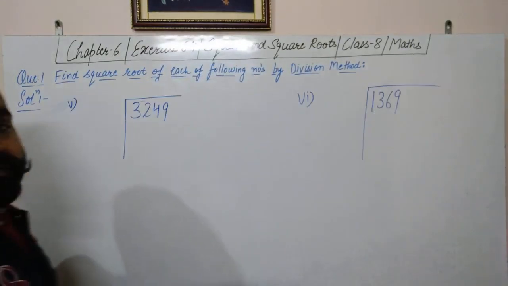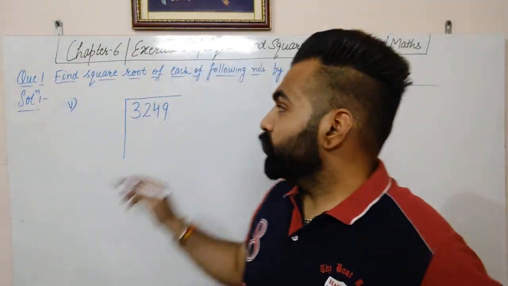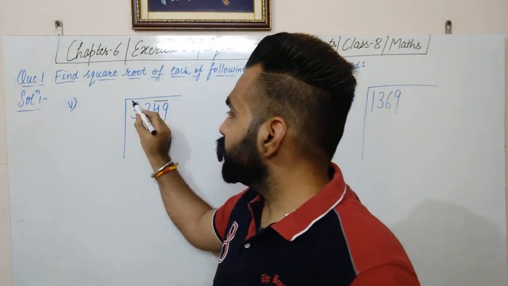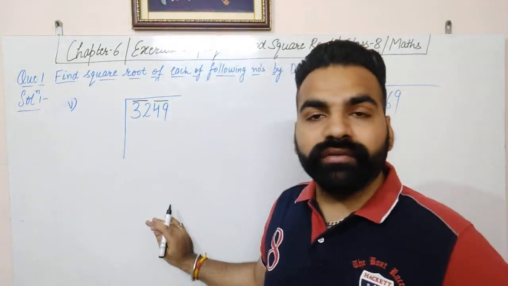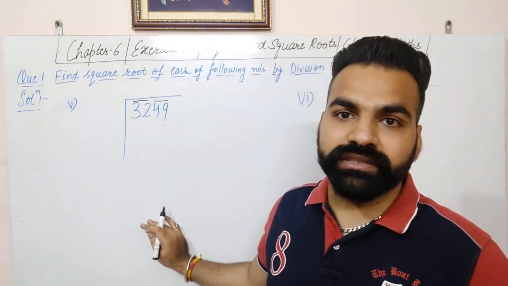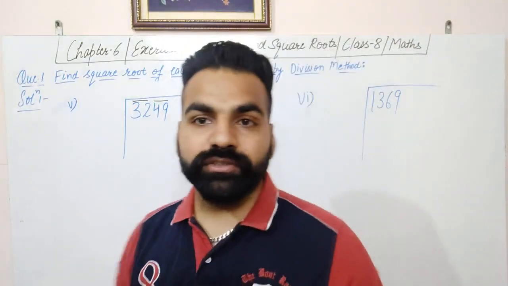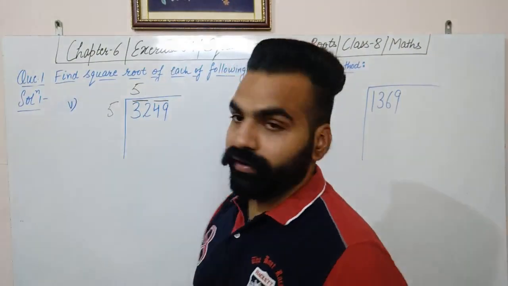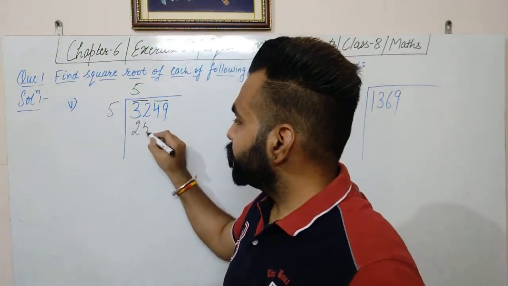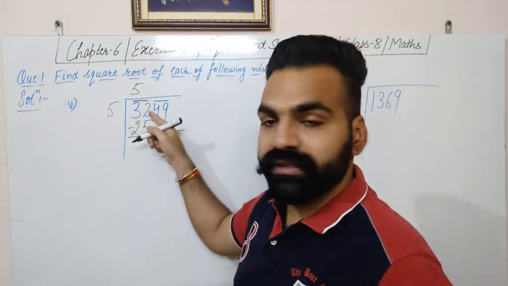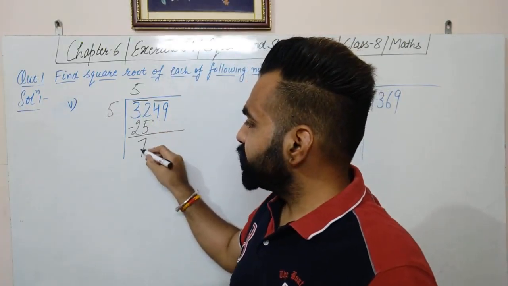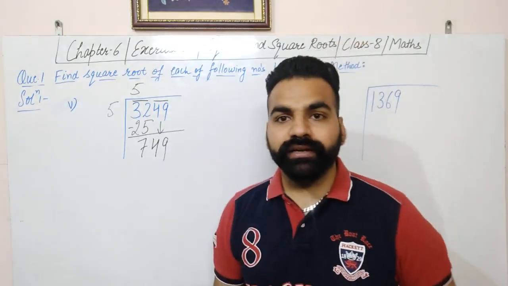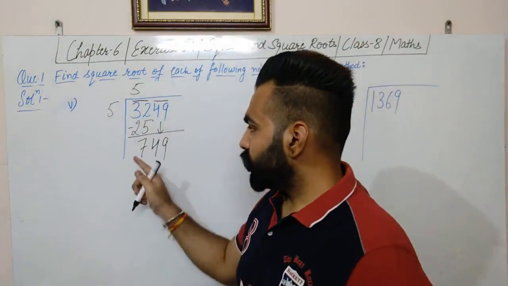Now the fifth part, 3249. So we will make pairs. First bar is on 49, second bar is on 32. Now we have to check the perfect square number which is less than 32, that is 25, and 25 can be written as 5 into 5. So 5 5 is 25. We will subtract 25 from this. 32 minus 25 is 7, and this pair will be taken on the right hand side of 7.